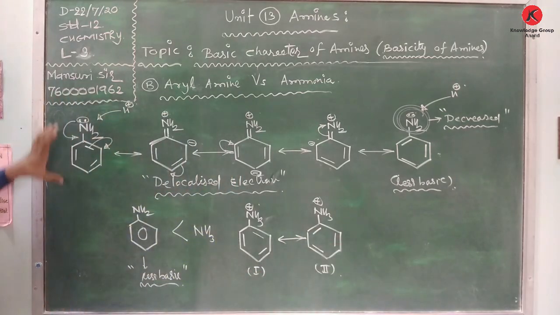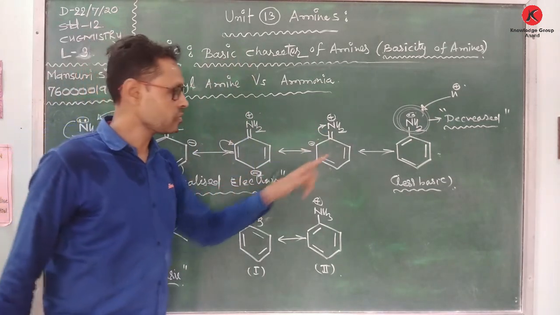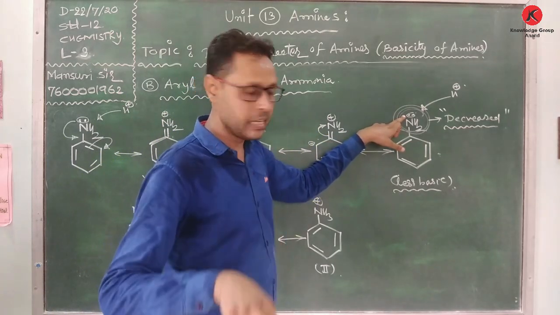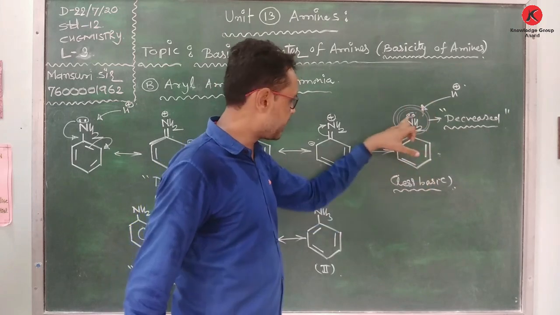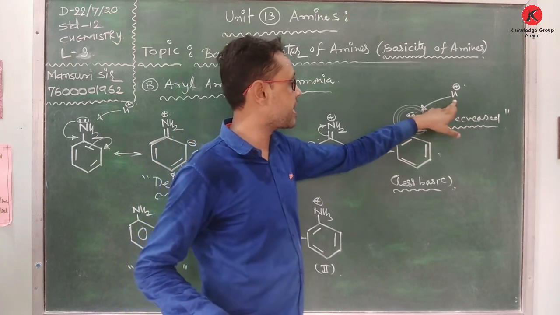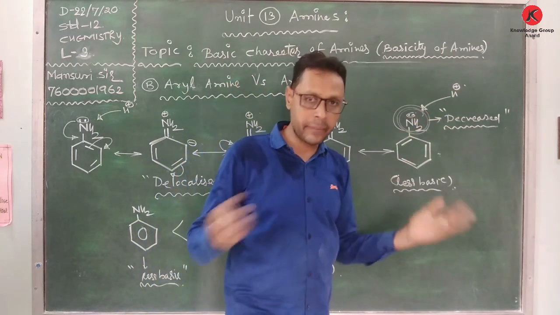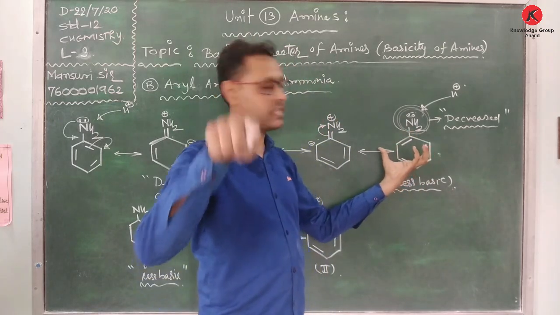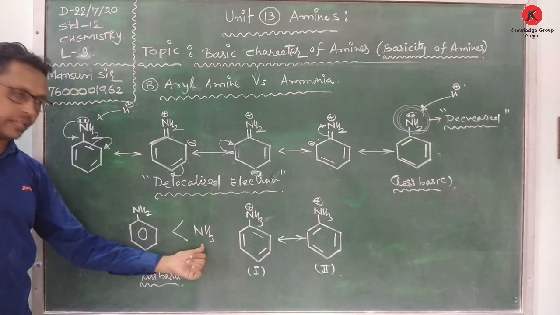So we can say that due to resonance in aniline, the electron density on nitrogen is decreased due to going toward the benzene ring. That is why it possesses less electron density. That is why it accepts the H plus proton not very rapidly, not very fast. That is why it becomes very less basic. So aniline is less basic than ammonia.